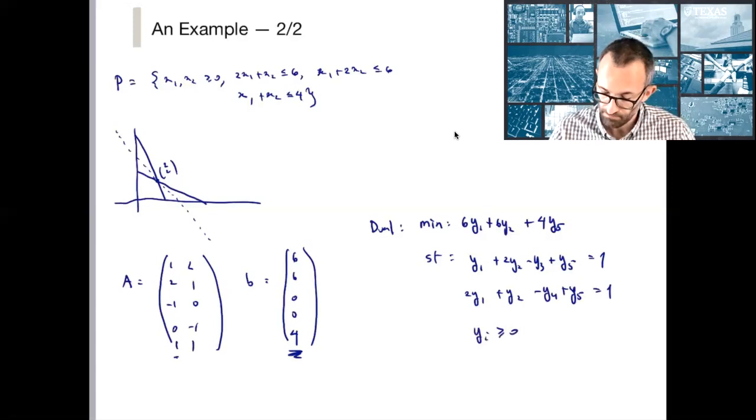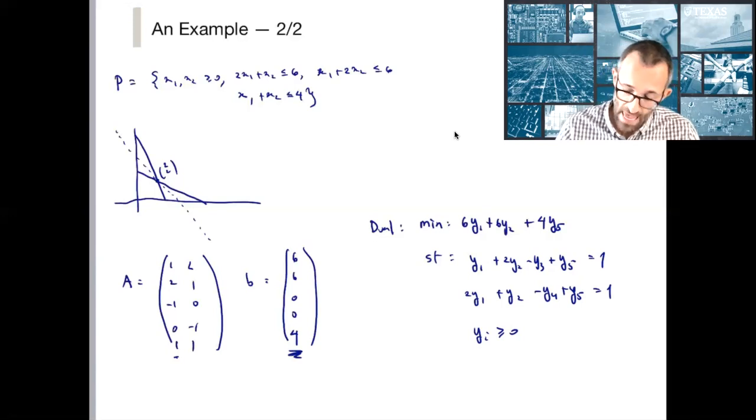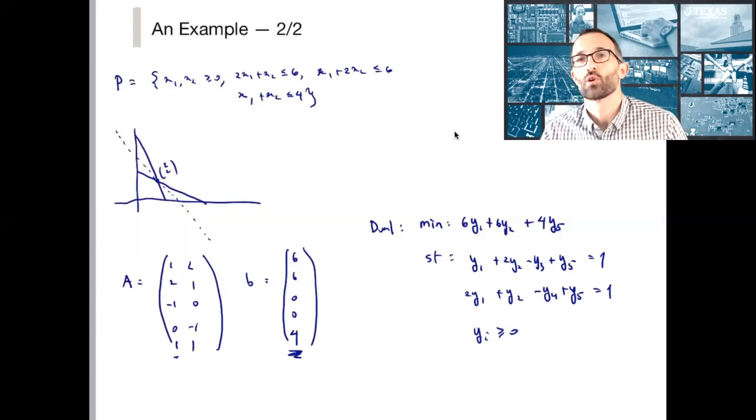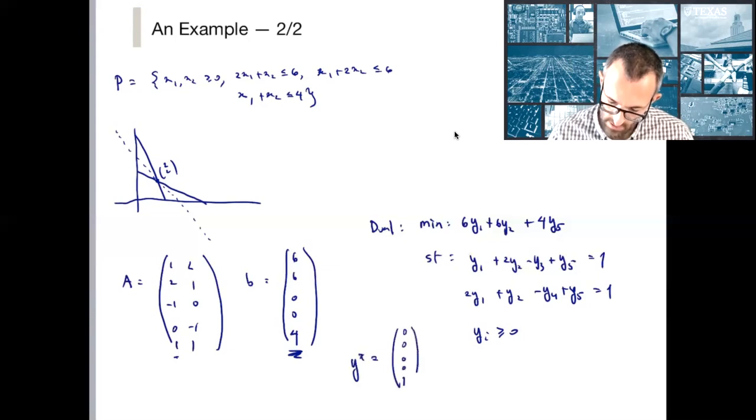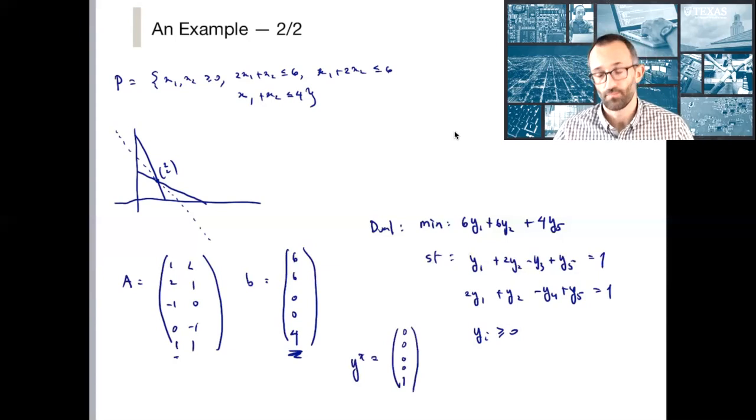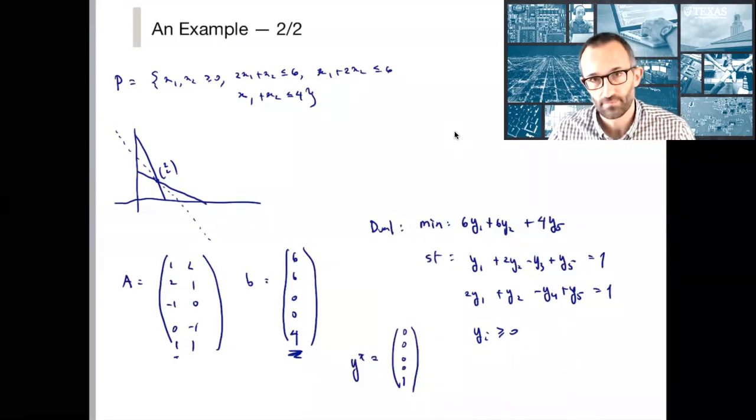And, well, now you can check that this has an optimal solution. TDI doesn't require that every solution is optimal. It requires that it has an optimal solution. So y star is equal to 0, 0, 0, 0, 1 is now an optimal solution.